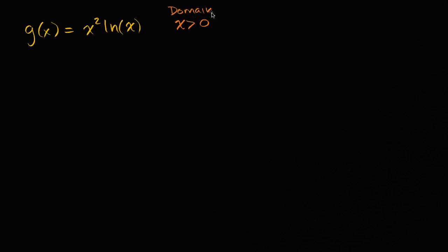So that is the domain. The domain is all real numbers x such that x is greater than 0. So our absolute extrema have to be within that domain. So to find these, let's see if we can find some local extrema and see if any of them are good candidates for absolute extrema. And we could find our local extrema by looking at critical points or critical values.